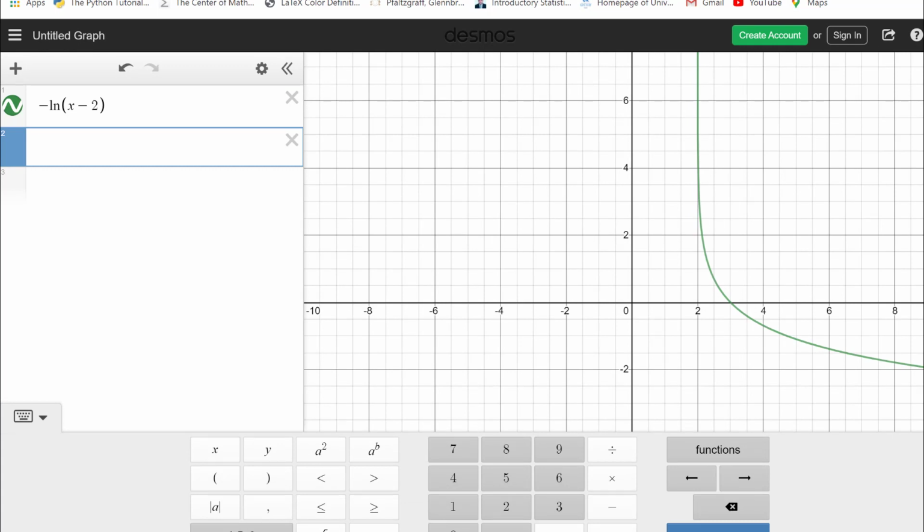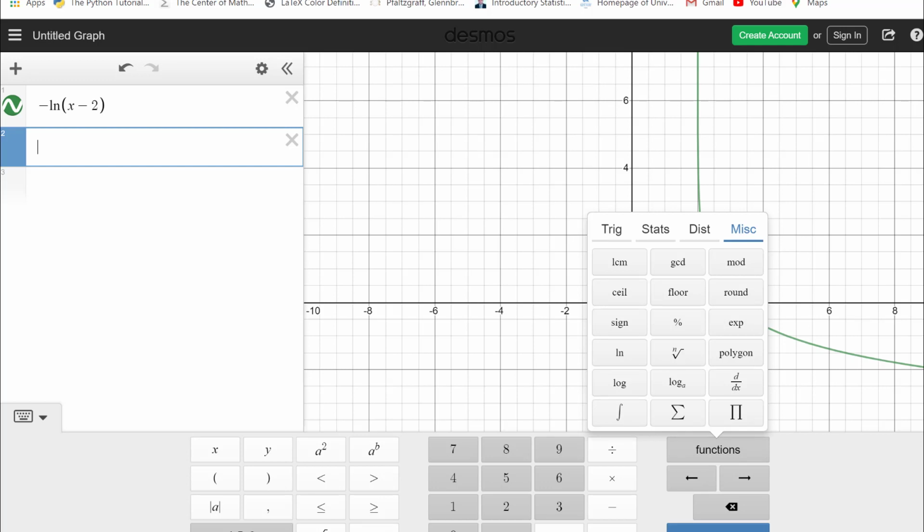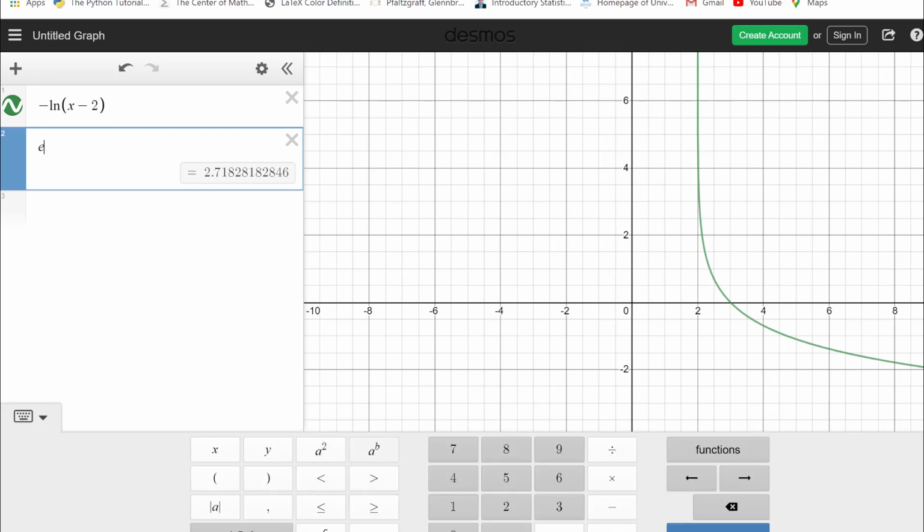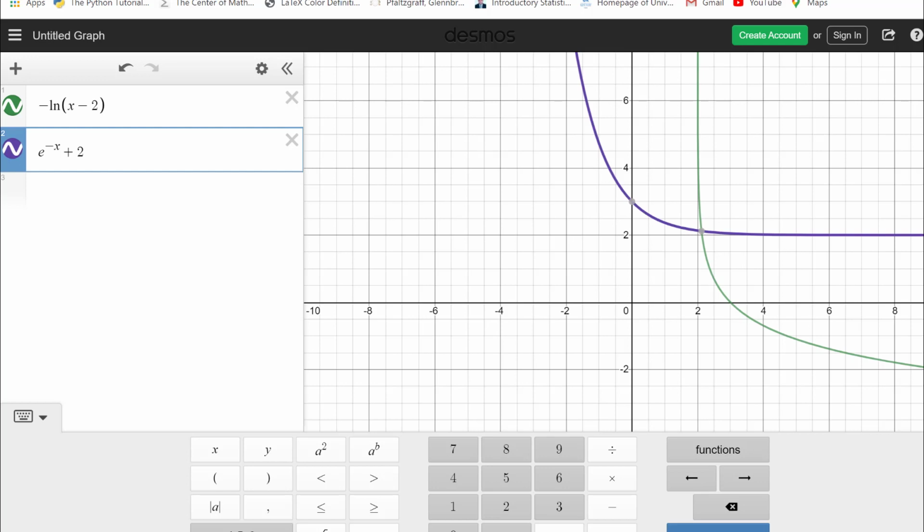So it's going to be e to the negative x plus 2. And there is our function.